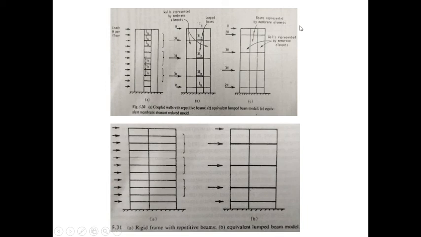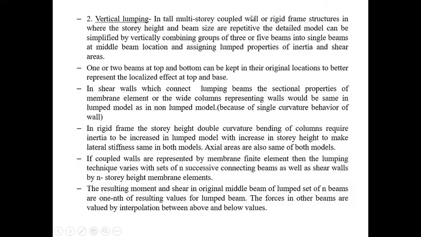When we go for the membrane element with n number of stories, as shown here, the coupled walls are represented by membrane finite element. The lumping technique has n successive connecting beams as well as shear walls by n story height membrane element. So it will be represented by as many membrane elements as there are, as per the height of the structure. We represent according to the number there.